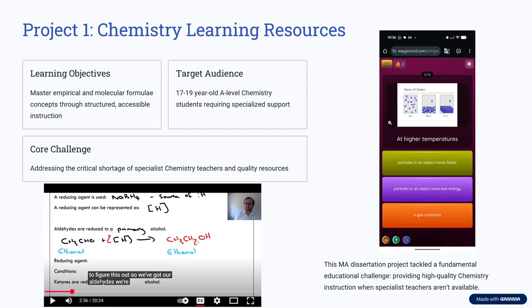This is especially relevant due to a lack of specialist teachers throughout the world and not just in terms of chemistry A-level. I've included some stills here. On the right hand side is a multiple choice quiz.